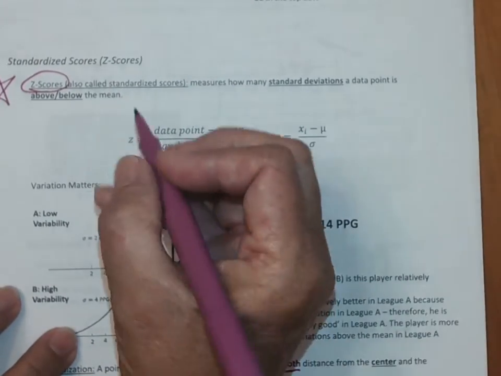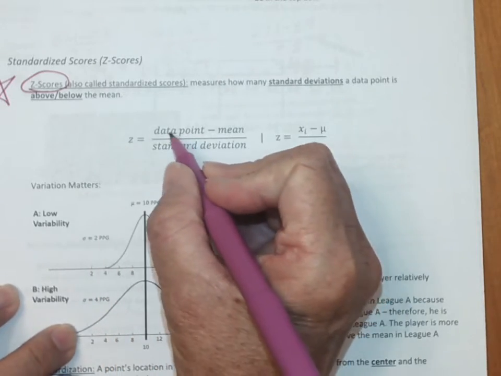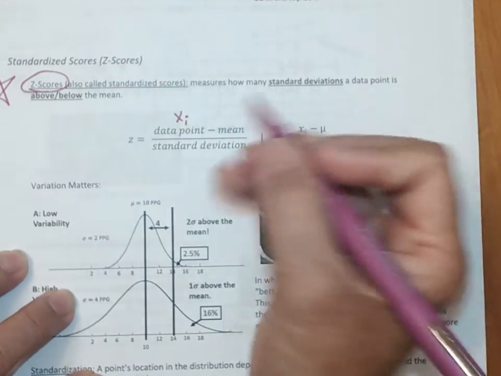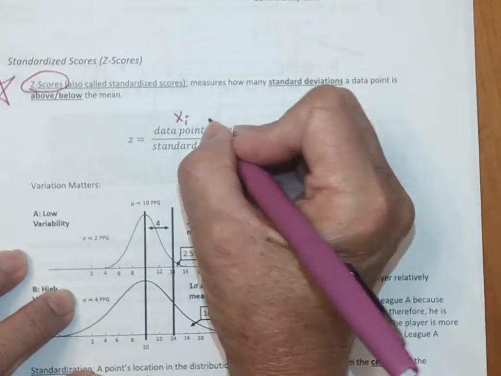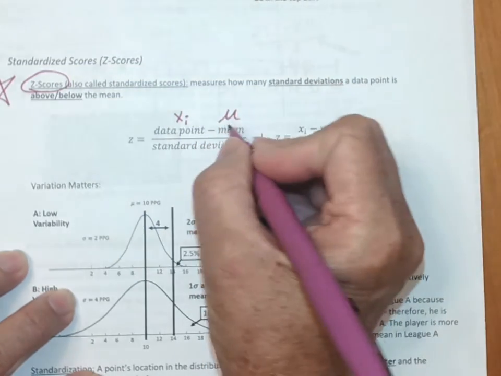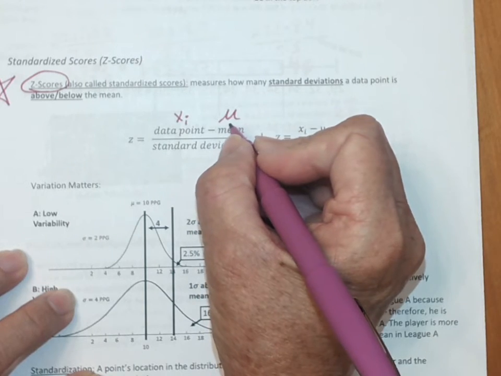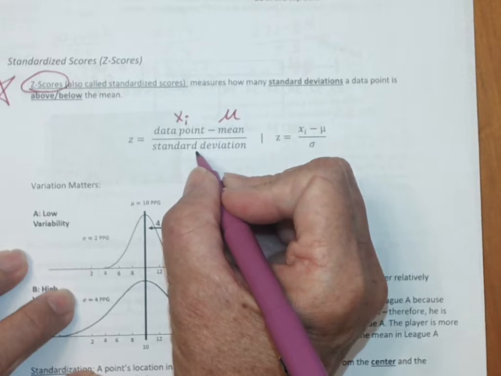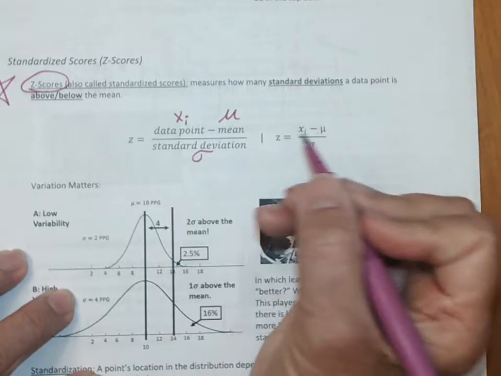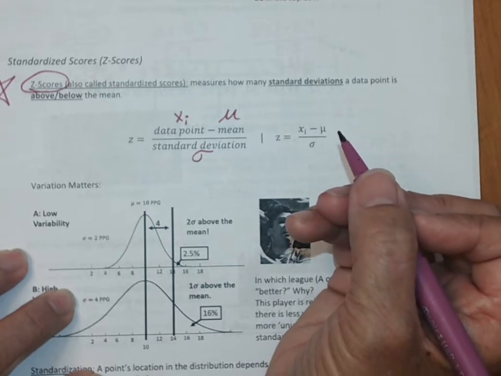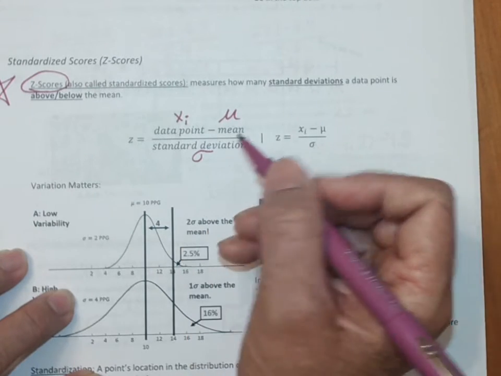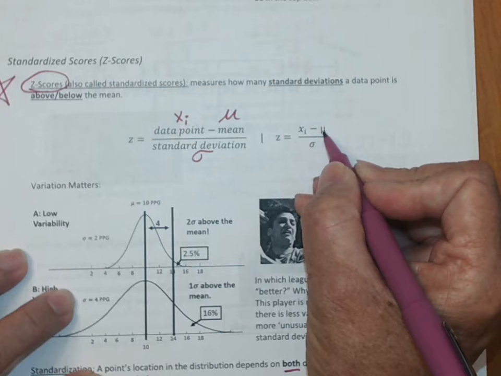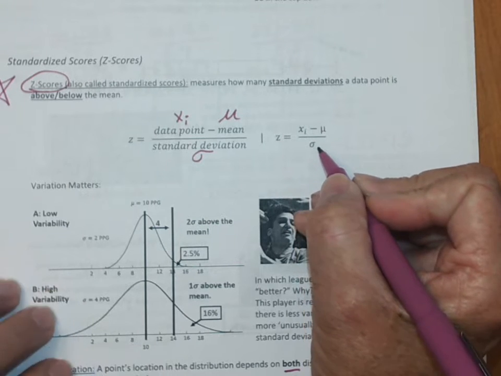So the way we calculate a z-score is you take your individual data point, so we call that x sub i, minus the mean, and this is mu. Mu is how it's pronounced, a Greek letter. Then divide by the standard deviation, and we use this funny little symbol here for standard deviation, again another Greek letter. So our z-score is equal to the individual data point minus mu, which is your mean, divided by the standard deviation.